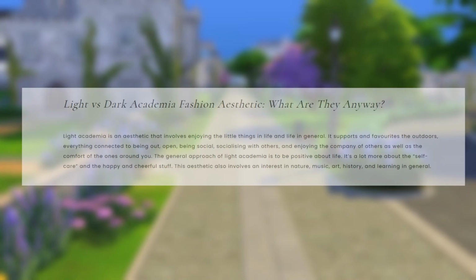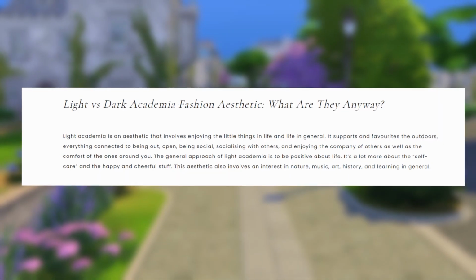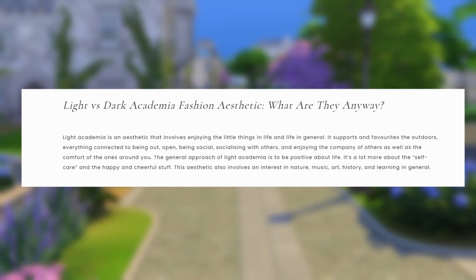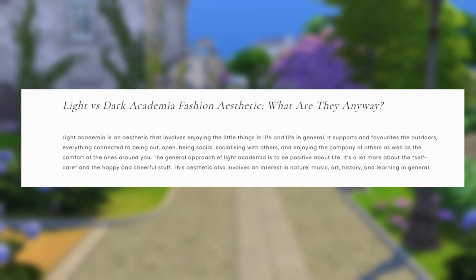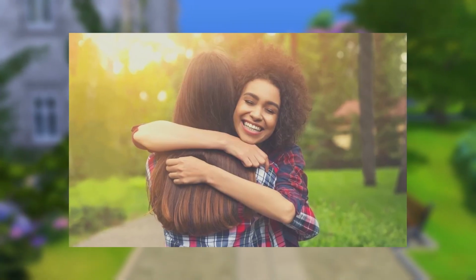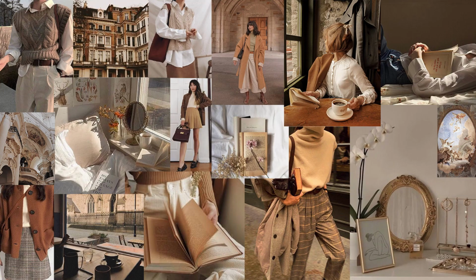Light academia, which originated in Europe, is an aesthetic that involves enjoying the little things in life and life in general. It supports and favorites the outdoors and everything connected to being out, open, being social and socializing with others. The general approach of light academia is to be positive about life. This aesthetic also involves an interest in nature, music, art, history, and learning in general.